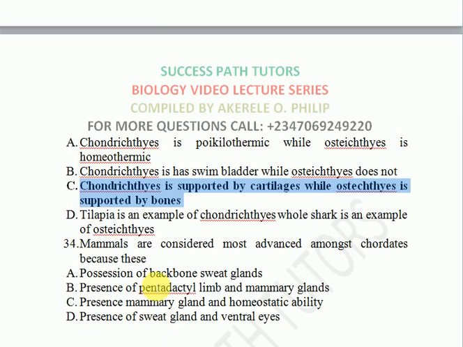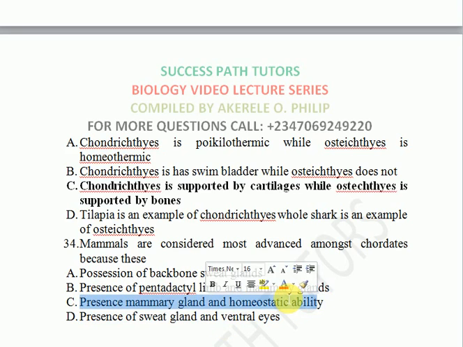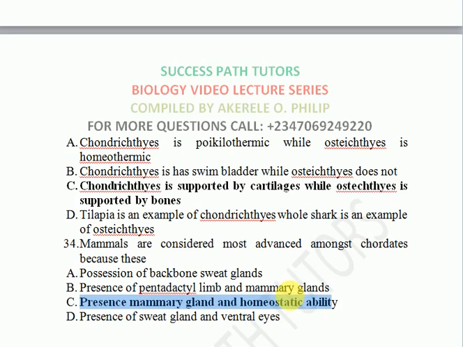Mammals are considered most advanced amongst chordates because they possess sweat glands. No, because they have mammary glands and they can exhibit homeostasis, so they have homeostatic ability. That means they have mammary glands, breasts to feed, and their body temperature can be maintained constant. That means they are warm blooded. Now bear in mind that these other ones are correct about them, but this is the most distinctive.